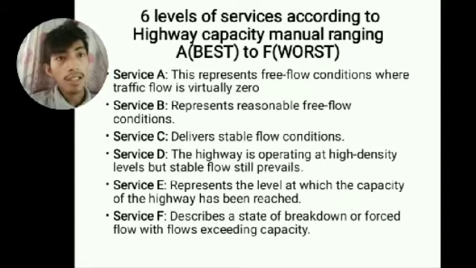Service A indicates that the traffic flow is equal to 0. Service B is reasonable free flow conditions. Service C is stable flow conditions. Service D is high density levels but stable flow still prevails. Service E is where the capacity of the highway has been reached. Service F is the state of breakdown, where heavy traffic begins.